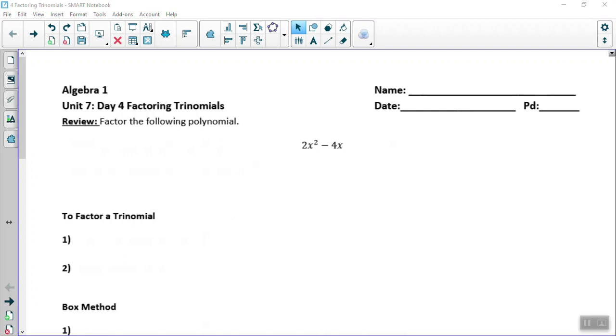Hi everyone, today we're going to continue our conversation about how to factor. Last time we looked at factoring just using the greatest common factor, so let's review that really quick.